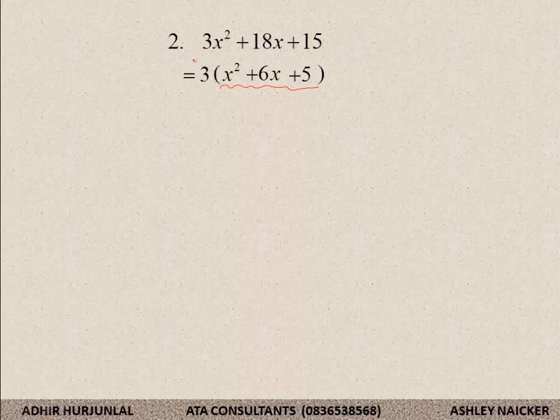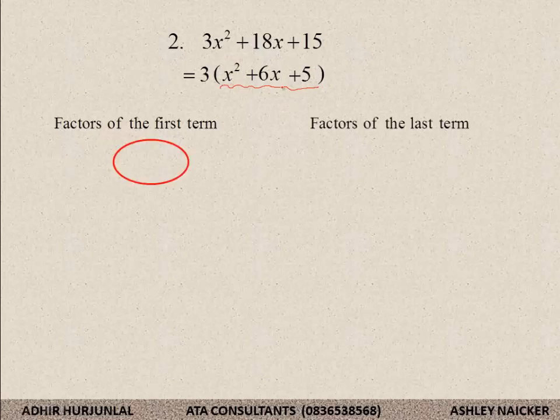Which means I still have to factorize this portion. Forget about the 3. The 3 is one of your factors. In fact, don't forget about the 3. The 3 needs to be in your final answer. But factorize what is in the bracket. So I would go to the normal scenario. Find the factors of the first term. What is the first term? X squared. Find the factors of the last term. What is the last term? 5. So the factors of x squared is x multiplied by x. Perfect. What are the factors of 5?